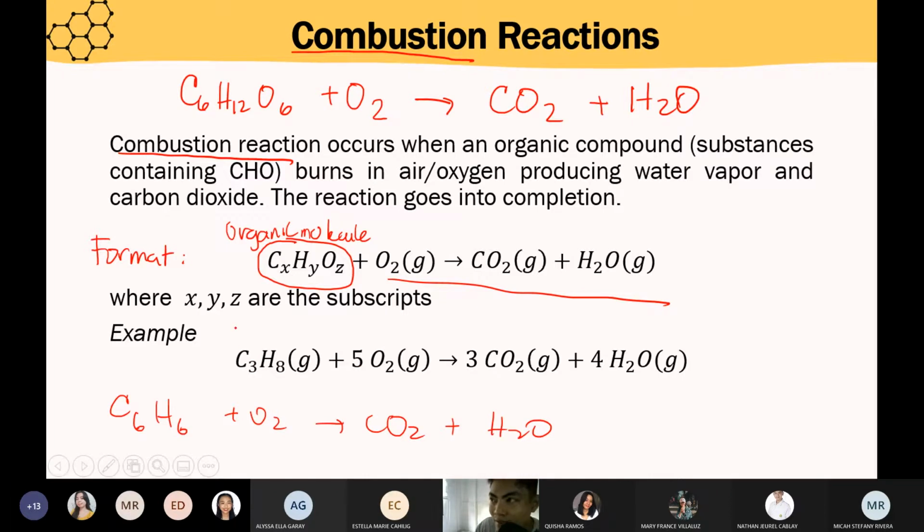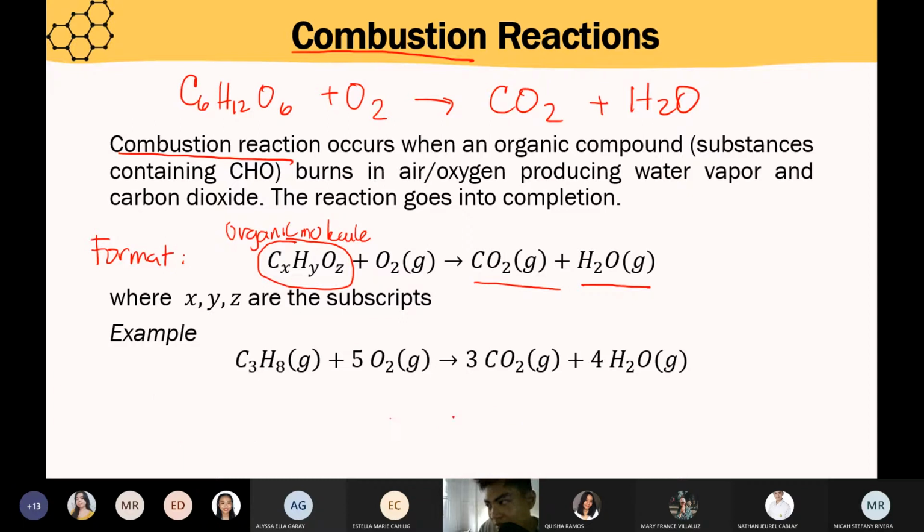So, pag sinabi ko combustion, what will be the products again? Keep in mind that the products are carbon dioxide and water vapor. Okay? And everything else is just a matter of balancing, which will be discussed in your lab. Ganun lang. Very easy.